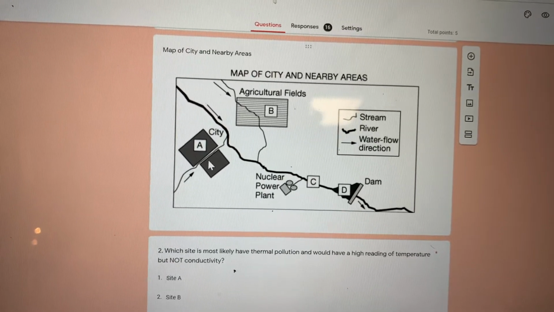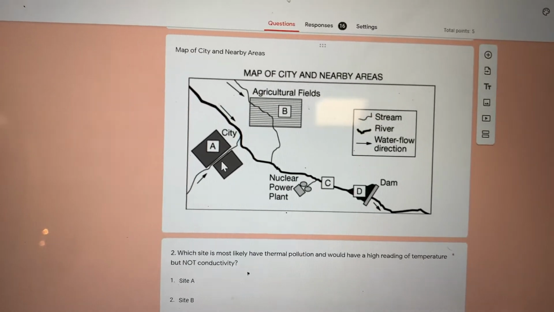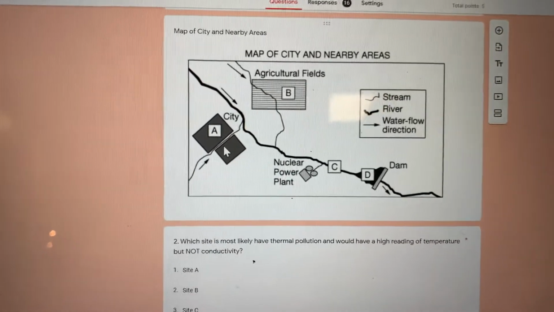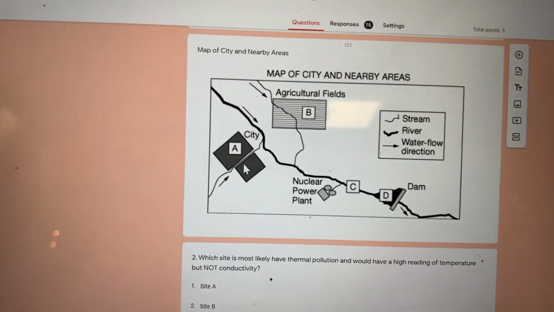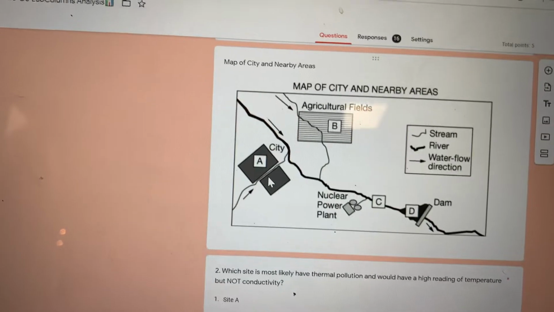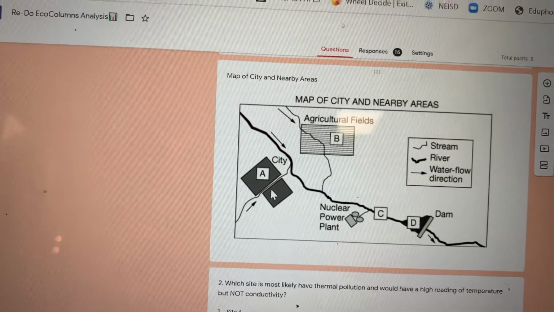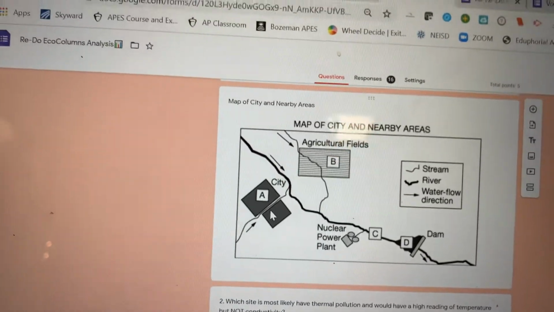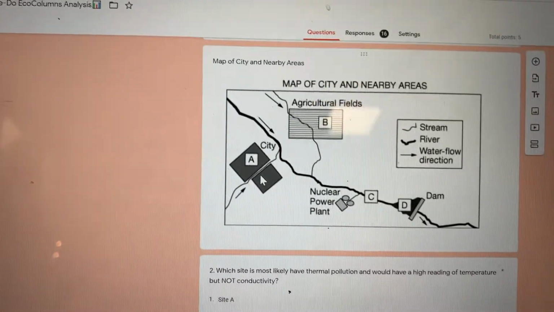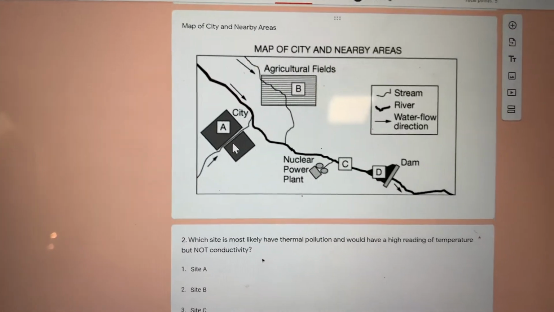When there's, are you listening? When there's runoff of impervious ground cover, that's going to raise turbidity, that's going to raise conductivity, that's going to raise thermal pollution. That might even increase with nitrates and phosphates of the nutrient pollution. So impervious ground cover runoff is a huge problem.